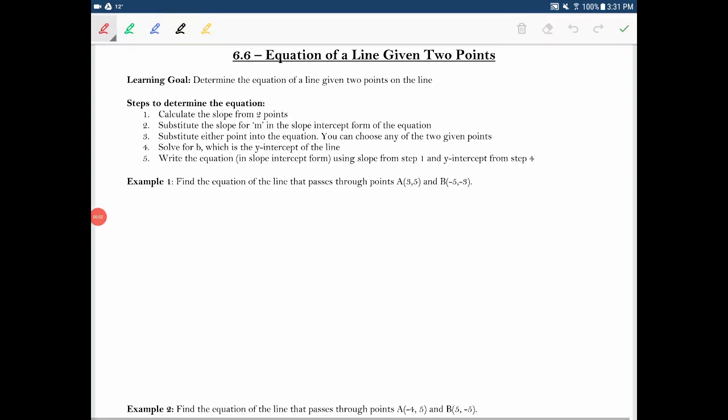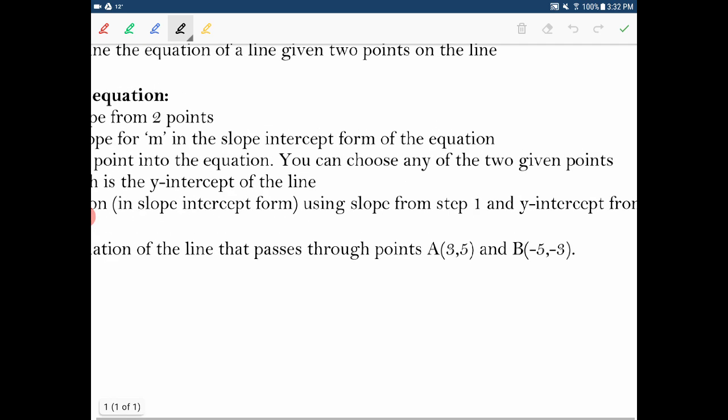Hey all you cool sabers, today we're going to take a look at finding the equation of a line with 2 points, or given 2 points. Okay, so this is very similar to what we did last lesson. There's really only one extra step, and that's that we have to calculate the slope.